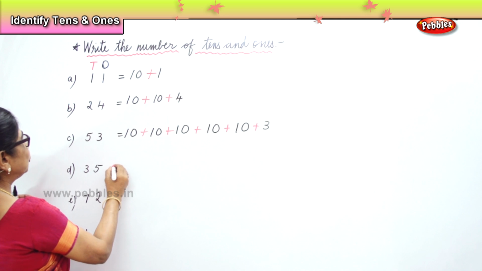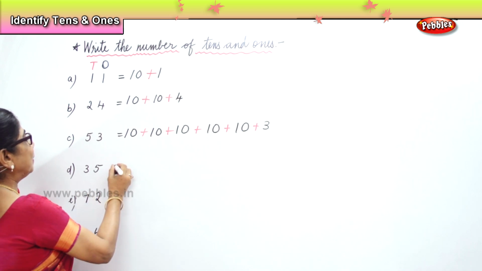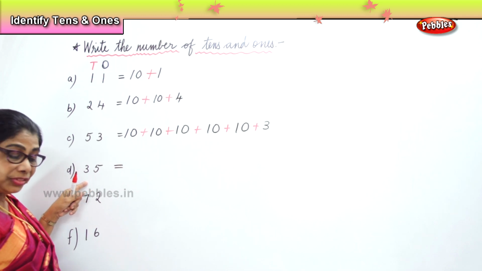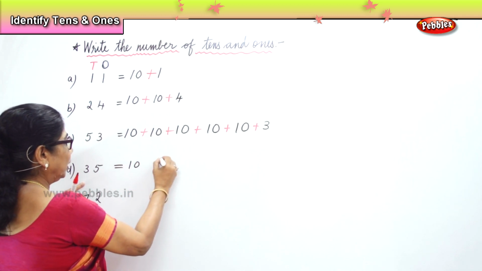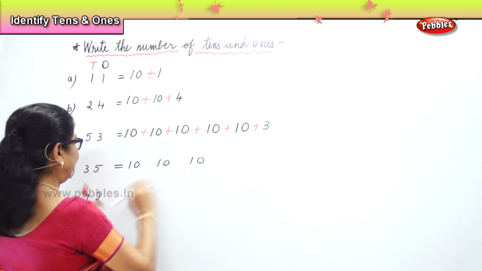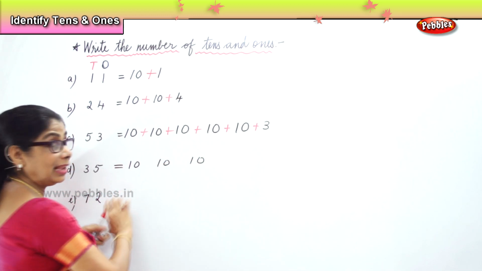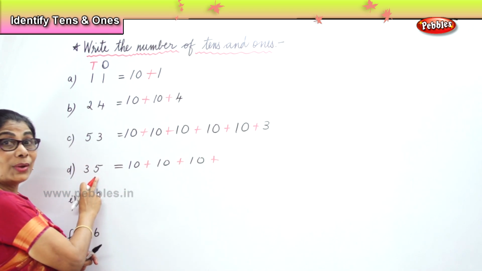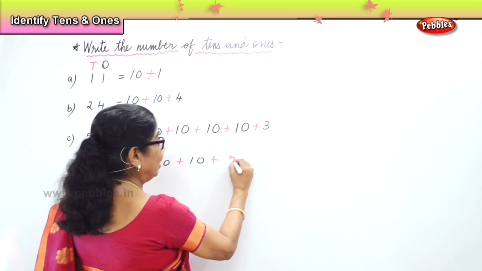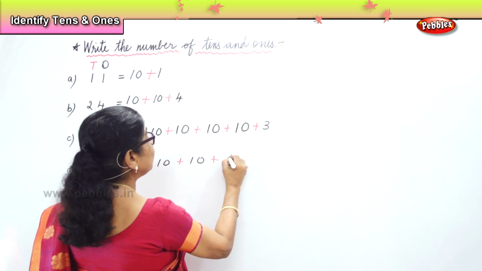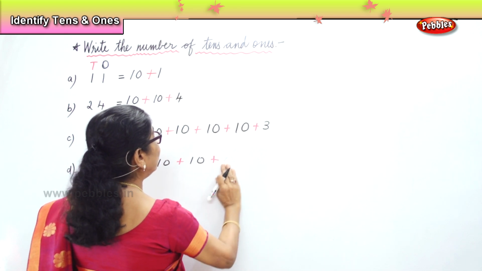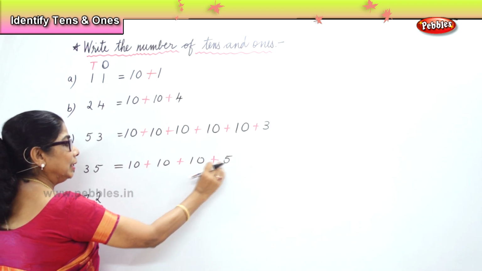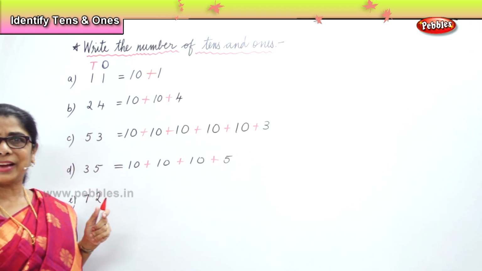The next number is 35. How many tens in 3? 3 tens. Very good. 1, 2, and 3. 10, 20, and 30. Then how many ones? You have 5 ones. Let's count. Now, let's count all. 10, 20, 30, 35. And here you have 35.